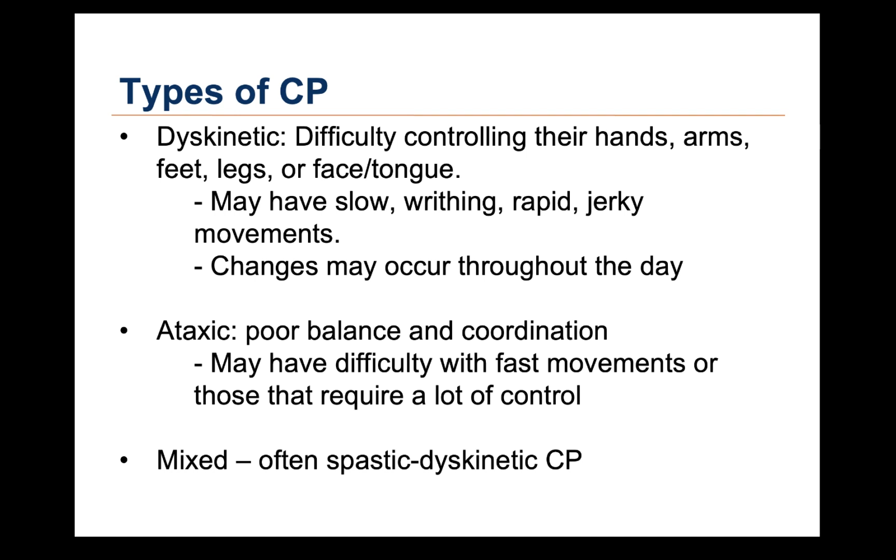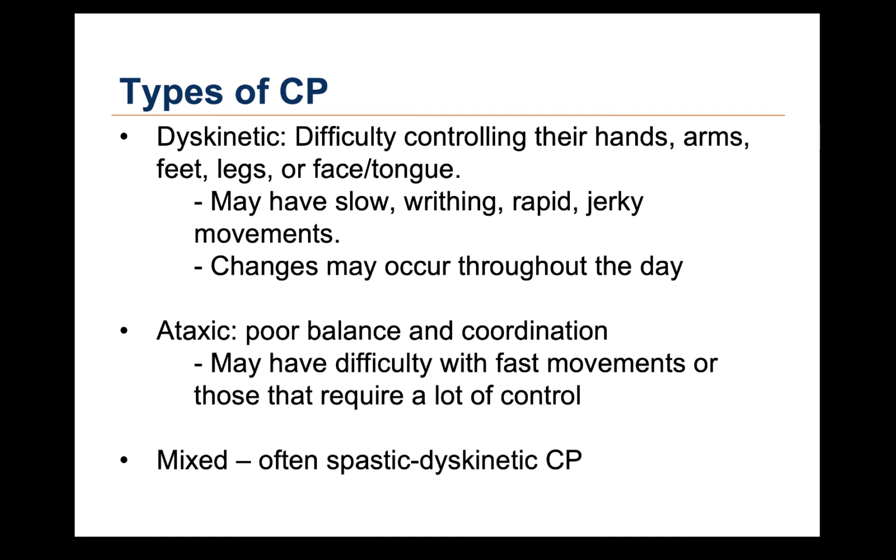Ataxic CP is characterized by difficulty with balance and coordination. It is caused by damage to the cerebellum. People with ataxic CP may have difficulties with fast movements and those that require a lot of control. Lastly, mixed CP is a combination of the other 3 types of CP. The most common type of mixed CP is spastic dyskinetic CP. This type of CP is due to damage to different parts of the brain, including parts of the cerebral cortex and basal ganglia.